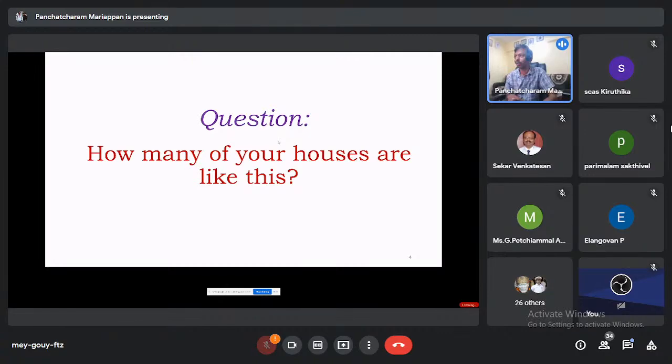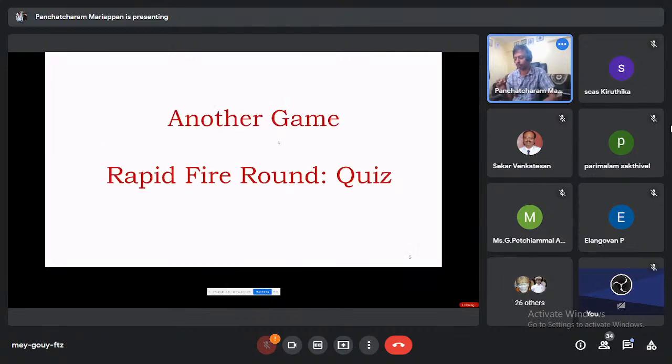Now let us go to another round called the rapid fire round quiz. I will show some images or some expressions. What you have to say is what it represents. You have to say it. So let us start. What does this equation represent? You can put it in the chat box, or if you want, you can unmute anytime.